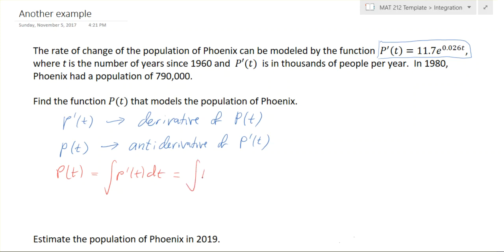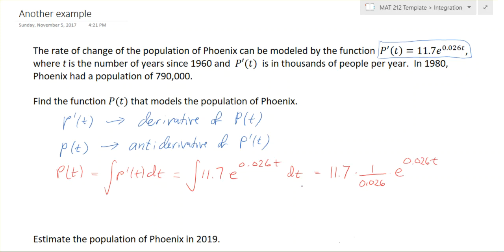So what I need to do is compute the indefinite integral of my p prime function with respect to t. 11.7 is just a constant. Remember, we can factor that out of the integral, or we can just remember that my answer should have a factor of 11.7 in it. And then I just need to take the antiderivative of e to the 0.026 t, which, if I use the rule, is 1 over 0.026 times e to the 0.026 t.